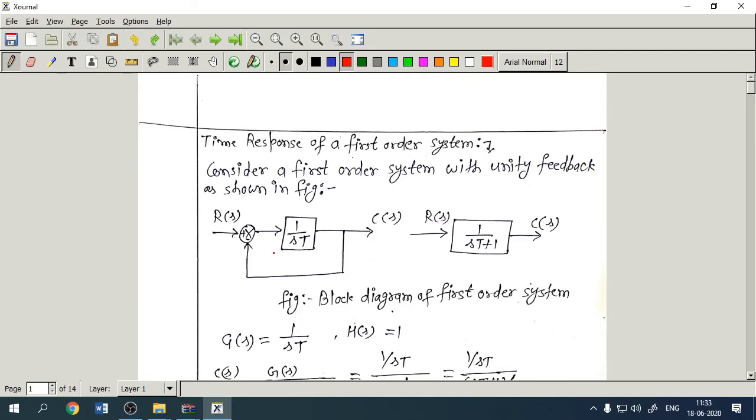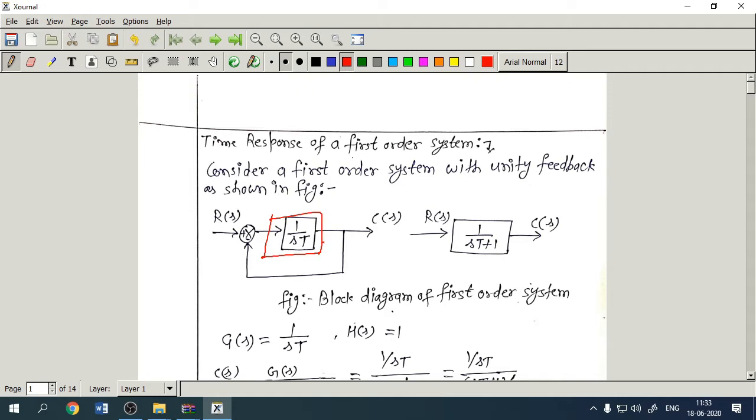Today we will discuss the time response of a first order and a second order control system. Now I will start with the time response of a first order system. Consider a first order system with unity feedback with 1 upon sT.